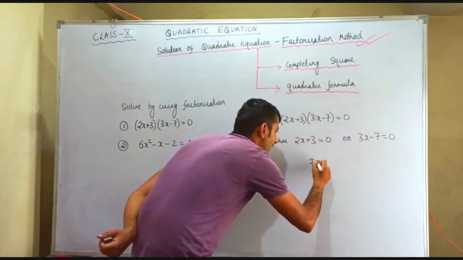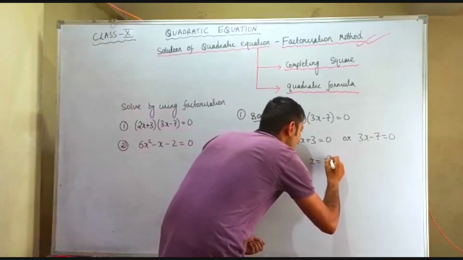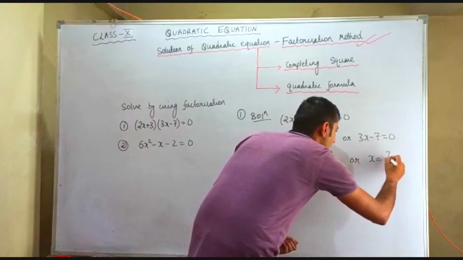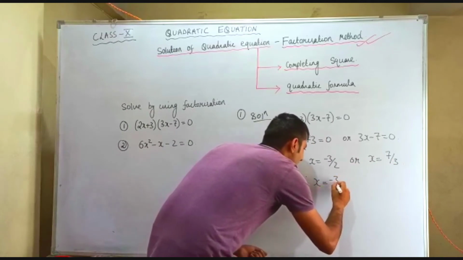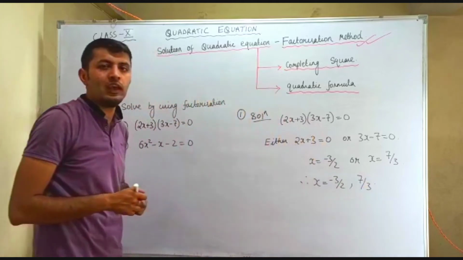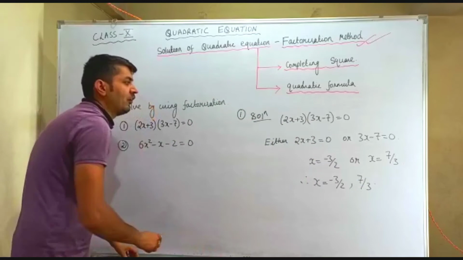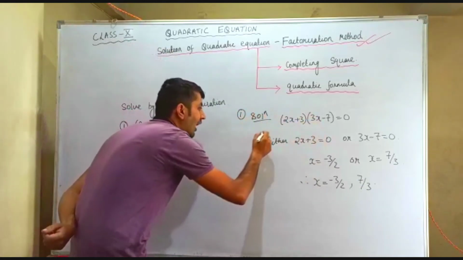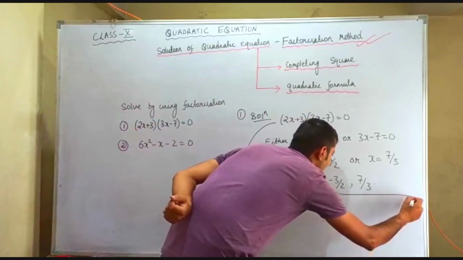What is the value of x from here? You will get x equal to minus 3 by 2, or from the other one, x equal to 7 by 3. So therefore, the values of x are minus 3 by 2, comma 7 by 3. You can do it this way. But if you don't want to make it an either-or case and want to do it directly, how can you do it?